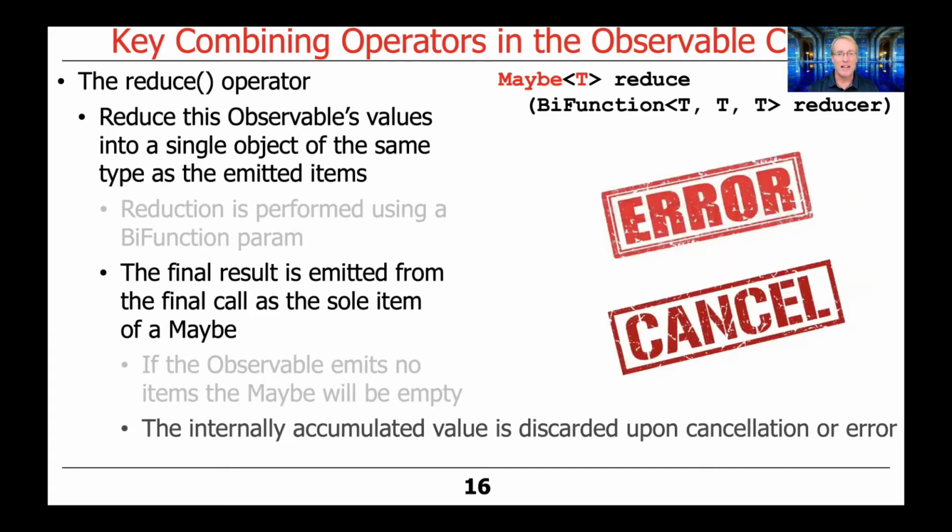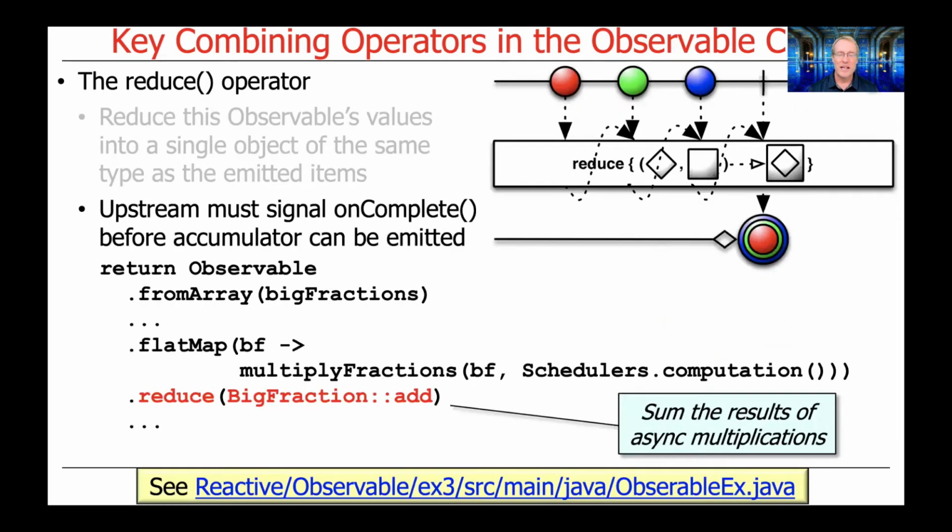Something else to keep in mind is that the internally accumulated value will be discarded if an error or an exception or a cancellation occurs. Something else to keep in mind is that the upstream must signal onComplete before the accumulator can be emitted. And otherwise, you'll have problems if it never calls onComplete. Let's take a look at a simple example that we'll talk about later when we get to the case study at the end of this lesson.